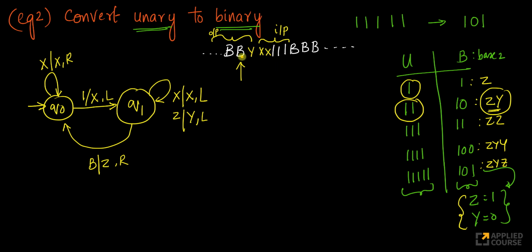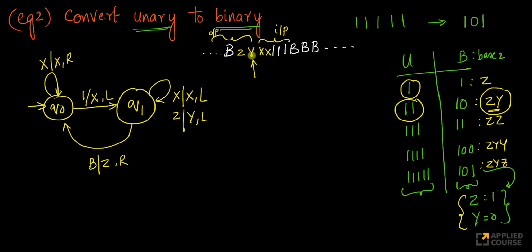My Y is there. Now B. Look at this. This is cool. B should be replaced by Z and move right. So B will be replaced by Z. I already have the transition. B will be replaced by Z and I'm going to move right. So now I'll arrive here. Cool. This is good.